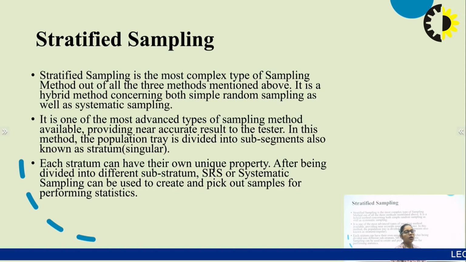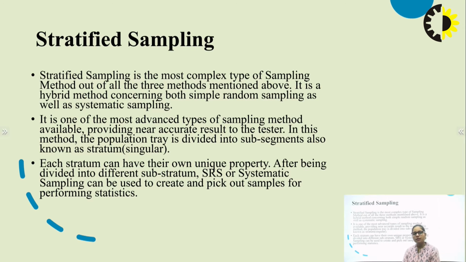Next is stratified sampling. Basically, stratified sampling is a mixture of random and systematic sampling. It is the most complex type of sampling out of all three methods mentioned above. It is a hybrid method concerning both simple random sampling as well as systematic sampling. It is one of the most advanced types of sampling methods available, providing near accurate results to the tester. In this method, the population is divided into sub-segments, also known as strata, singular stratum. Each stratum has its own unique properties. After being divided into substrata, SRS or systematic sampling can be used to pick out samples for performing statistics.